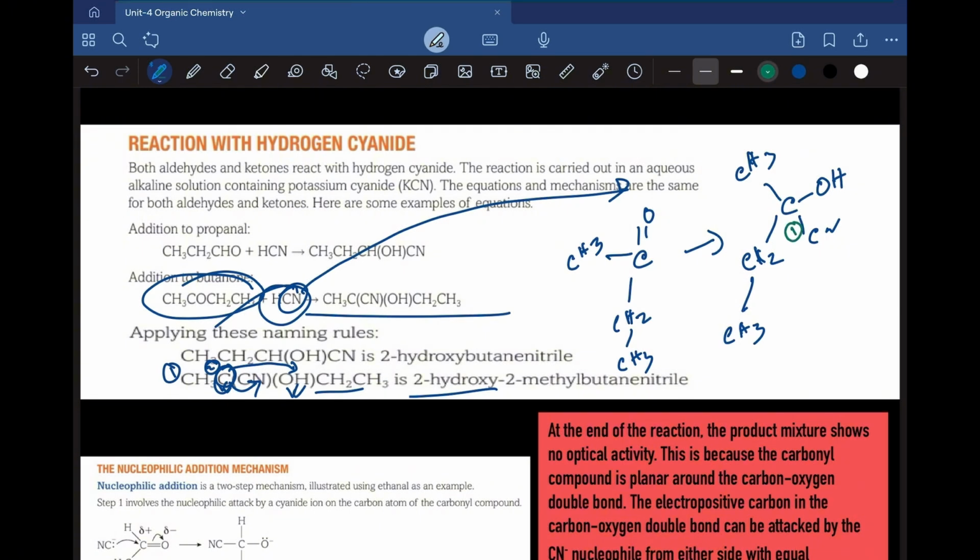Now we know this is our first carbon atom, this is our second carbon atom. As this OH group is on the second carbon atom, we can say 2-hydroxy. And we have written 2-methyl. Why 2-methyl? Because on the second carbon atom there is another methyl group, which is CH3. If this is the first carbon atom, this is the second, this is the third, and this is the fourth, so it has become 2-hydroxy 2-methyl butanenitrile. This is how it is, 2-hydroxy 2-methyl butanenitrile.